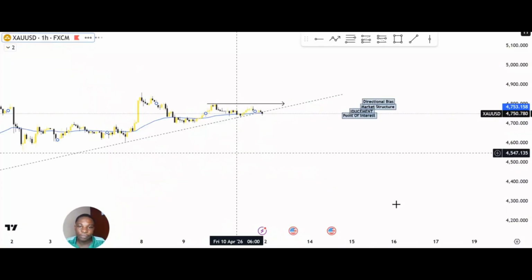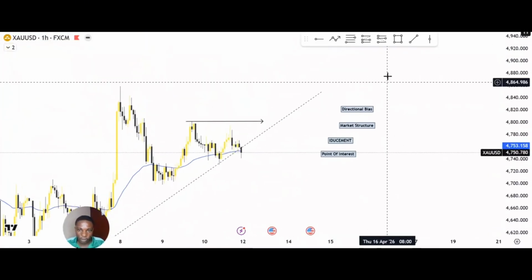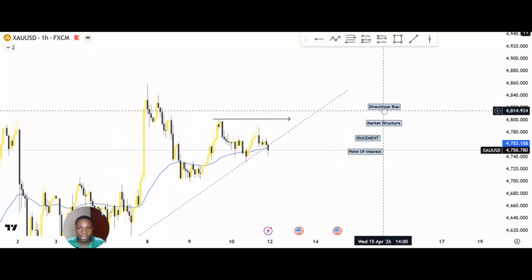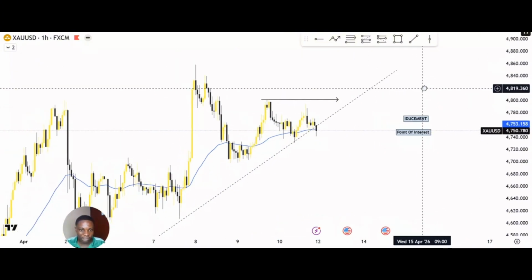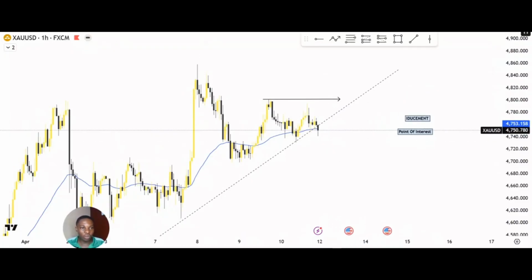The market structure. Okay. So we are now done with directional bias, forever. And we are also done with what? We are done with directional bias, and we are done with market structure. The level is what, inducement and point of interest.